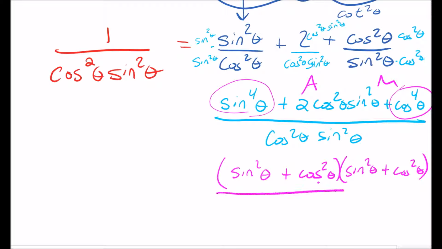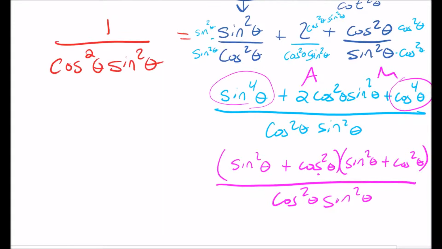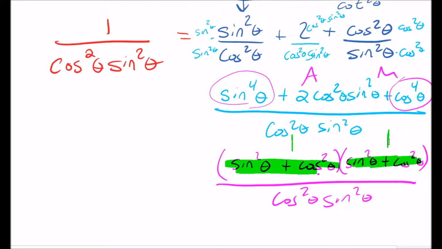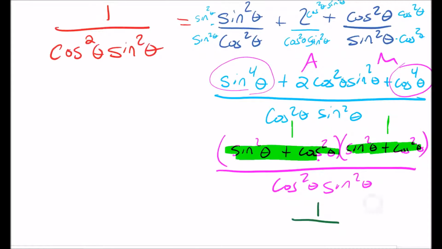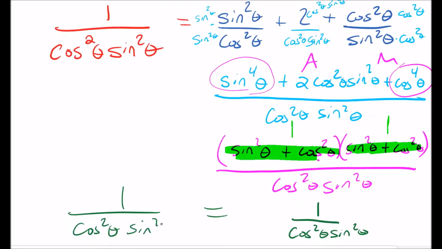And that's still going to be all over our cosine squared theta, sine squared theta. Well, once we get down to this step, sine squared theta plus cosine squared theta is the same thing as saying 1. So this whole thing right here becomes 1. Same thing with this side. Sine squared plus cosine squared is the same thing as 1. And 1 times 1 is simply 1. So we end up with 1 over cosine squared theta, sine squared theta. And you can see that equals 1 over cosine squared theta, sine squared theta. So now you've shown that the left-hand side equals the right-hand side, so you've proved that this identity is true.